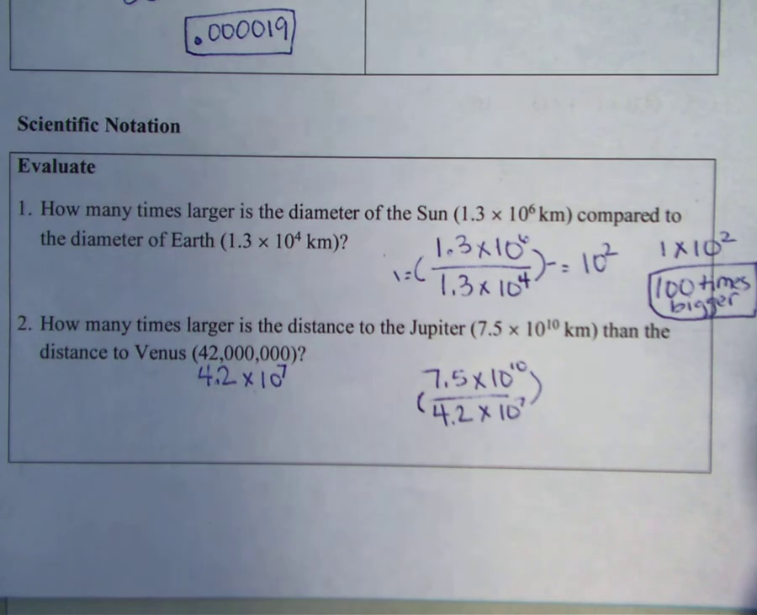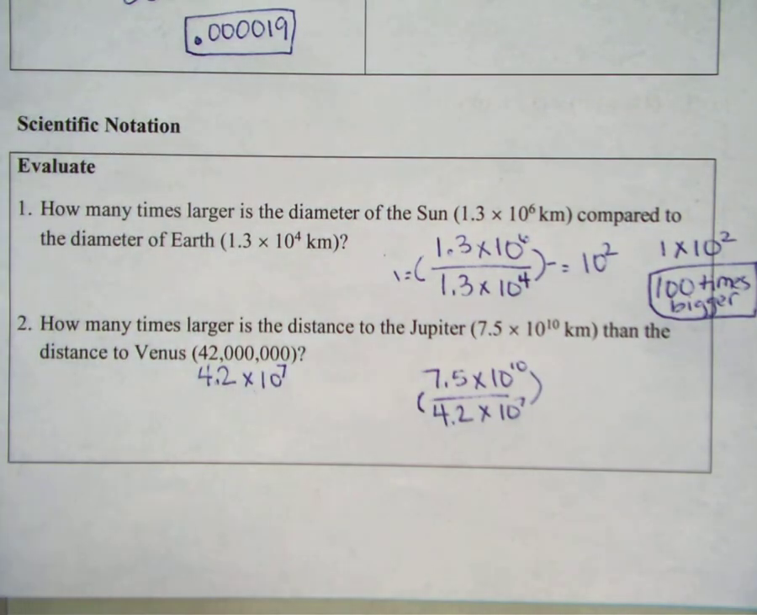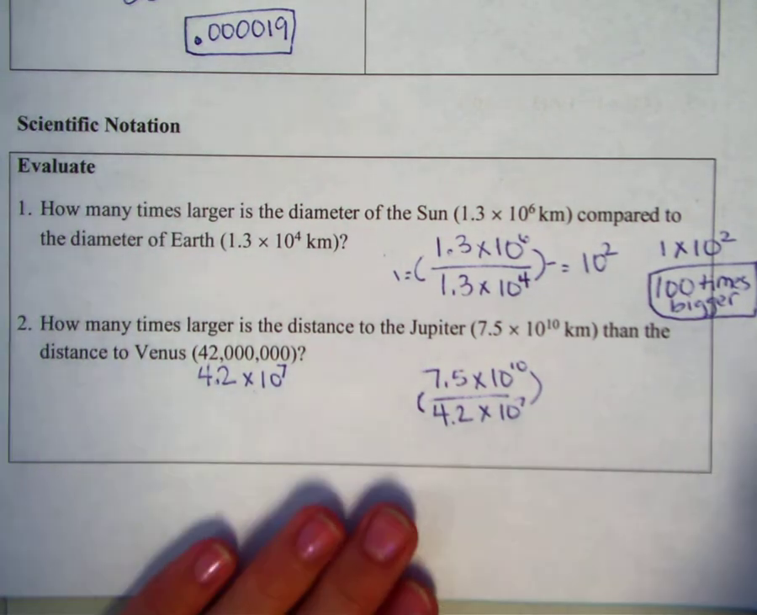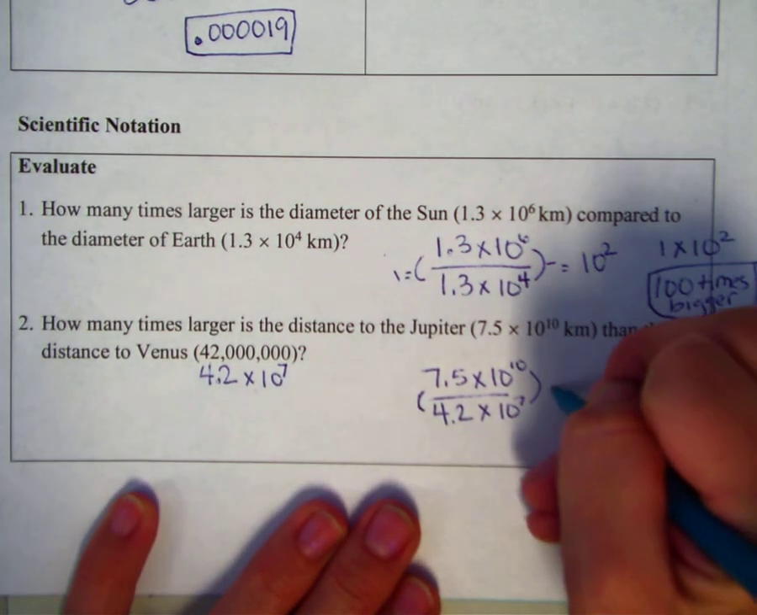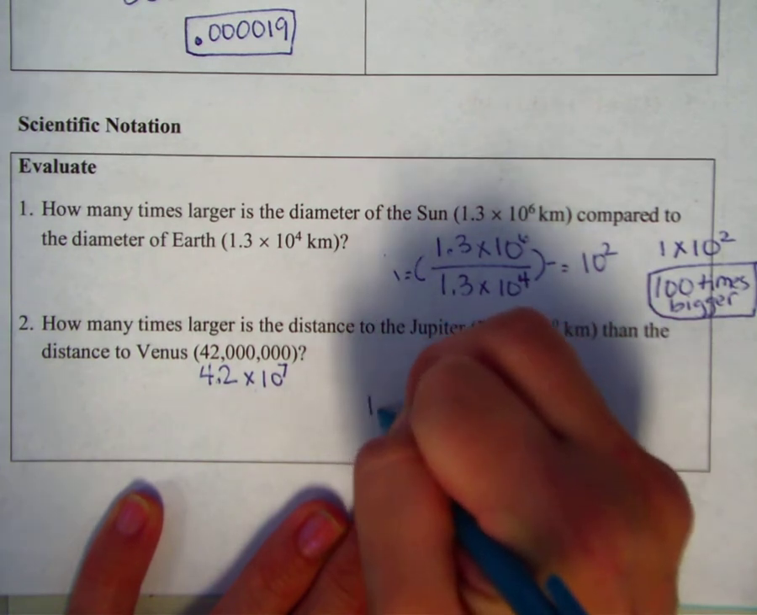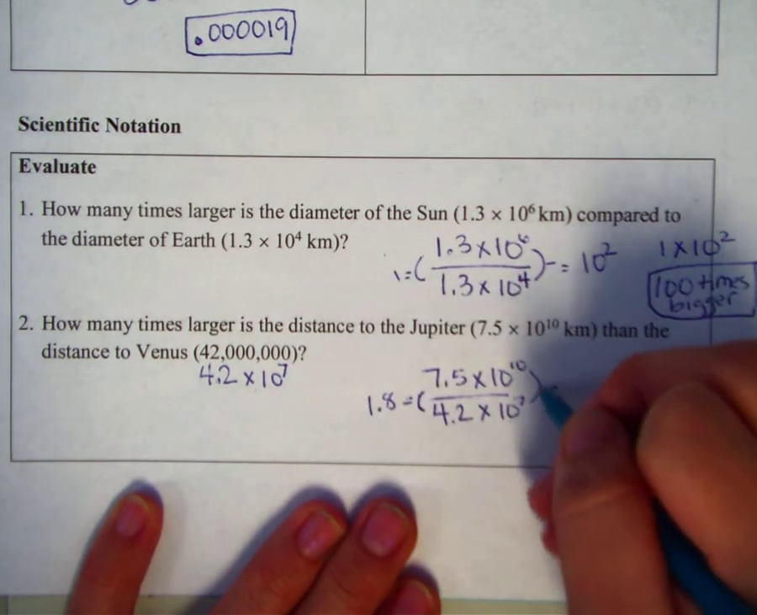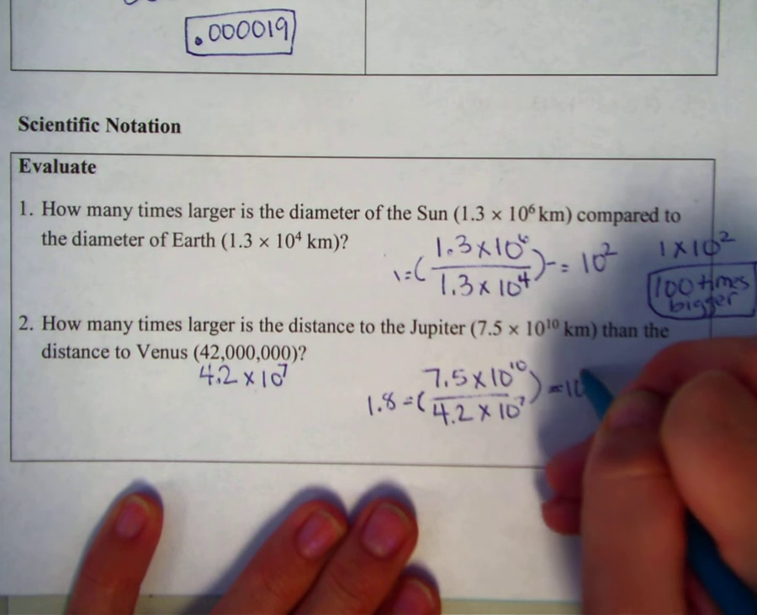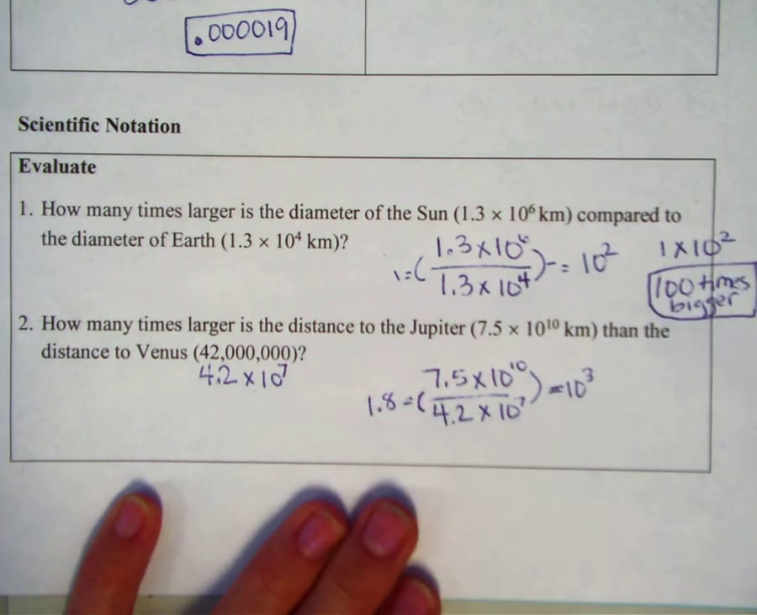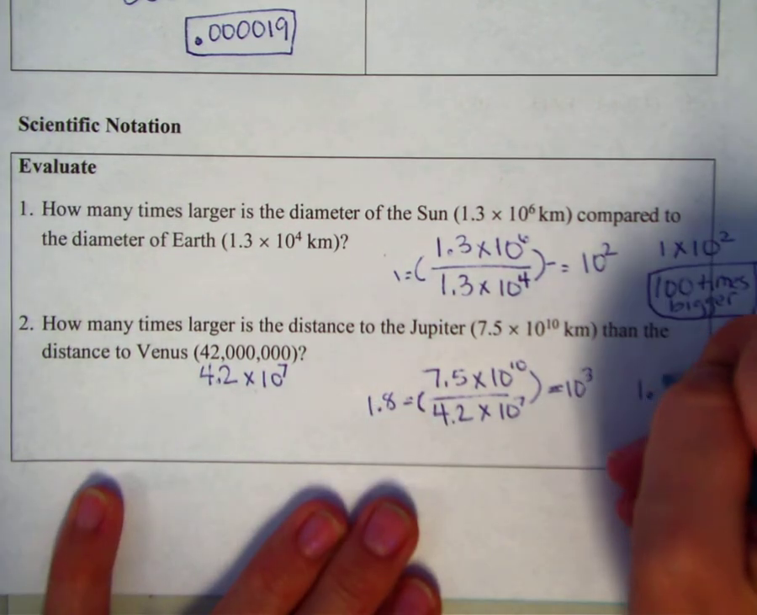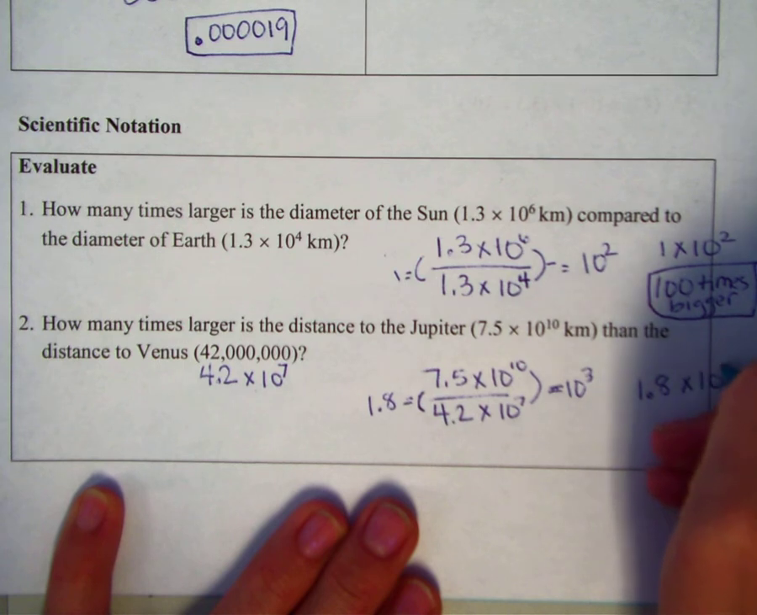So 7.5 divided by 4.2, well, that's not going to make a whole number, but let's see what it makes. All right, it makes 1.78, etc. So we're going to say about 1.8, roughly. All right, and then when we subtract our exponents, we get 10 to the 3rd. So then we can put the two of those together. It'd be 1.8 times 10 to the 3rd power.